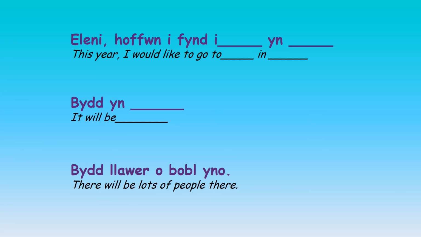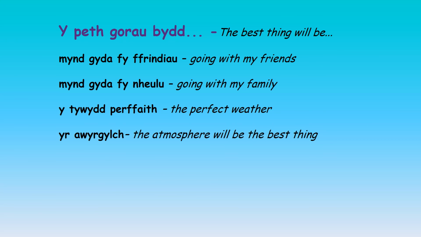Bydd yn, where the yellow box is shown here, you need to finish the sentence with an adjective. For example, bydd yn wych, it will be great. Bydd llawer o bobl yno, there will be lots of people there. To say what the best thing will be, we will use bydd, will be. Y peth gorau bydd, the best thing will be.